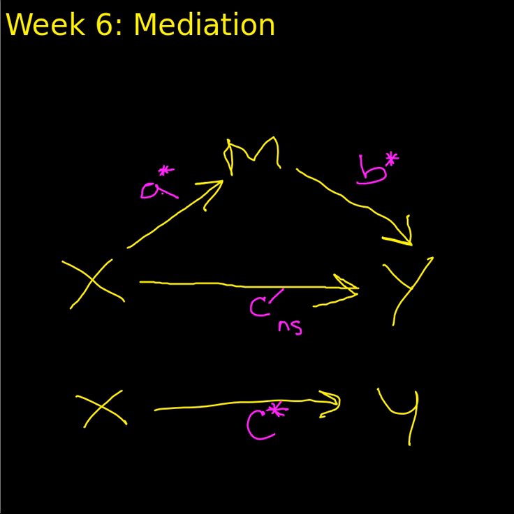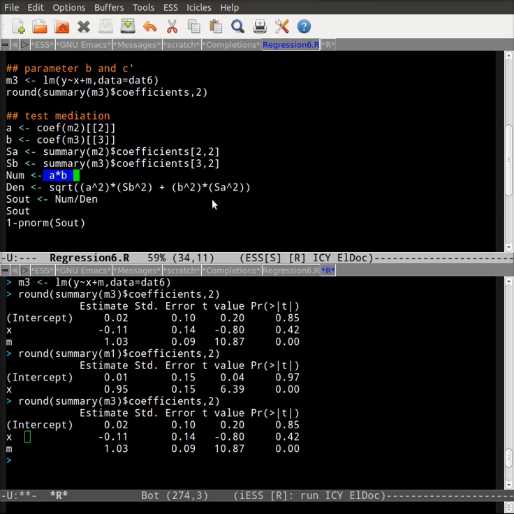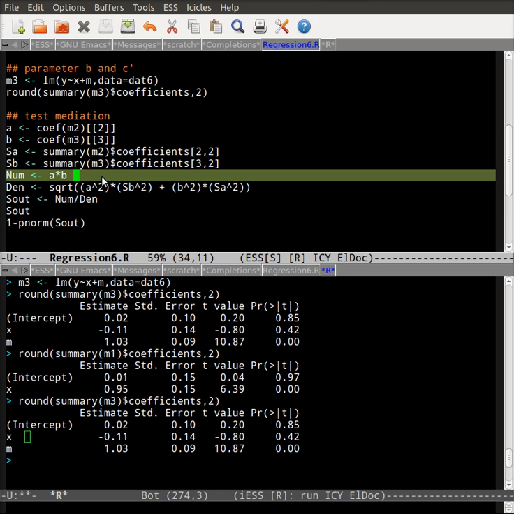But we multiply these two because in order to get the indirect relationship between X and Y, we have to multiply these two parameters, this A and B. By multiplying them, we get the numerator in what's called the Sobel test. And the Sobel test is a way in which we can assess whether the parameter between X and Y through M is significant as an indirect effect.